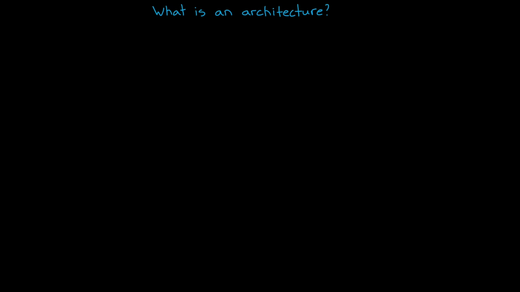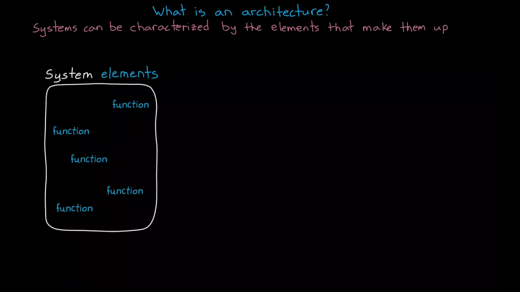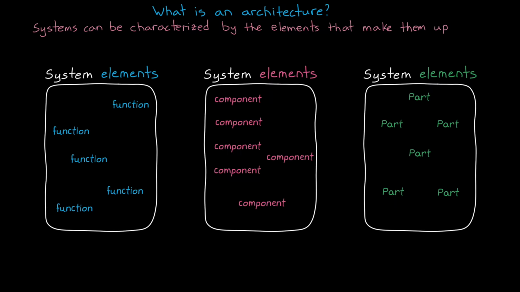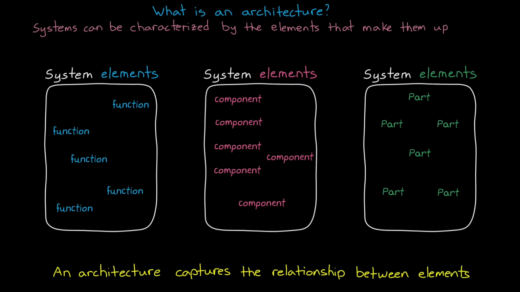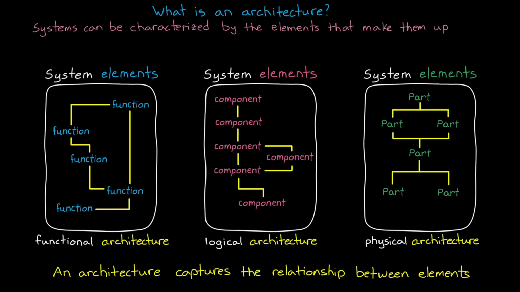To start, let's talk about what an architecture is. A system can be characterized by the elements that make it up, and depending on what we're trying to achieve, we may choose different types of elements to describe the same system. That is, we could describe a system as a collection of functions, or as a collection of logical components, or a collection of physical parts, or any combination of these. And an architecture is capturing the relationships between those elements. It's a mapping that shows how different elements in the system interact and complement each other.